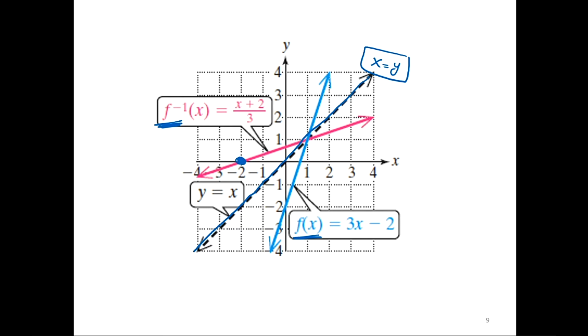This point in f equals (-2, 0): x equals -2, the x coordinate, and y equals 0. It must be (0, -2) on the inverse. Look at this point: 0 for x and -2 for y, because this is the inverse of f of x.